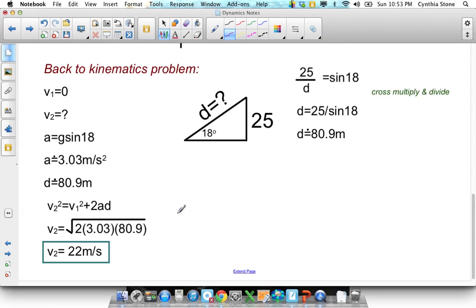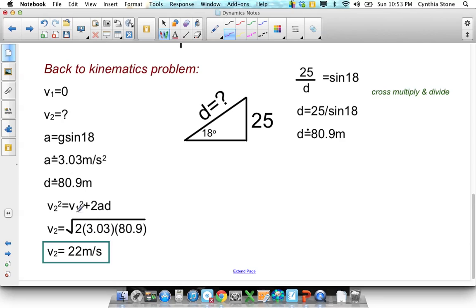This is the problem. So I come back to my incline. I know the height is 25, and I know the angle. So I can say, well, 25 over the hypotenuse, opposite over hypotenuse, equals sine 18. Cross multiply and divide to find my distance down the hill, 81 meters almost. So that's where this comes from. Okay, so this 80.9 meters gets used in my formula because that's how many meters I accelerate for.